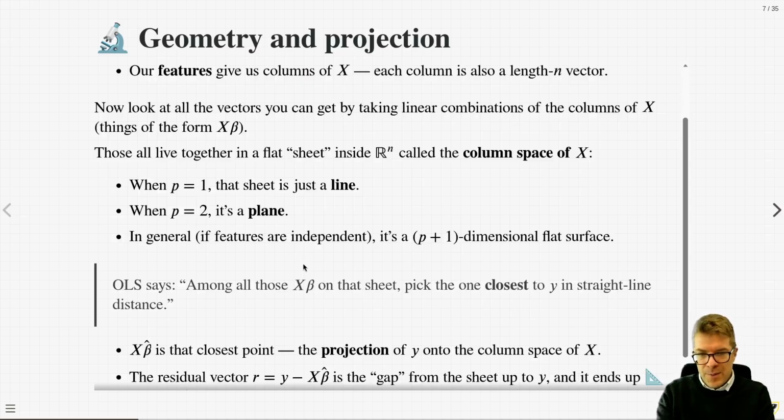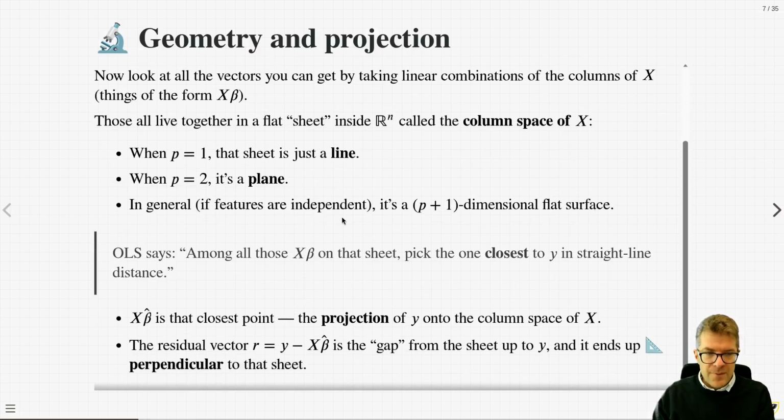Generally, if all of the features are independent, which we normally assume, this is a P+1 dimensional flat surface. A plane exists in 3 dimensions, and P is 2 in this example. So ordinary least squares basically says: among all of these possible predictions on this sheet, pick the one that is closest to the truth, in a straight line, relying on Euclidean distances because we're in a Euclidean space.